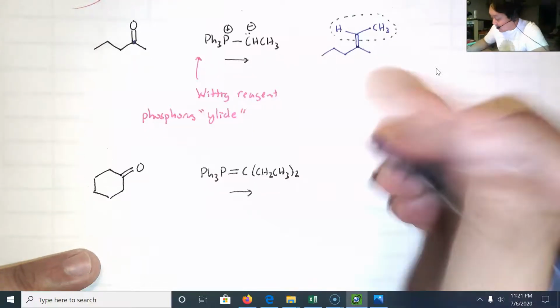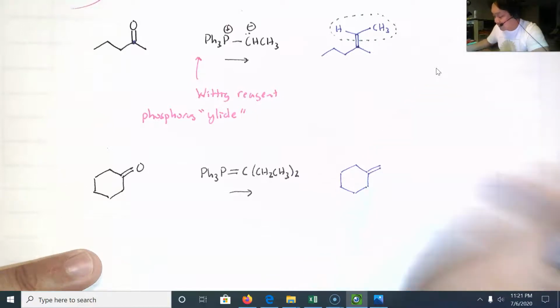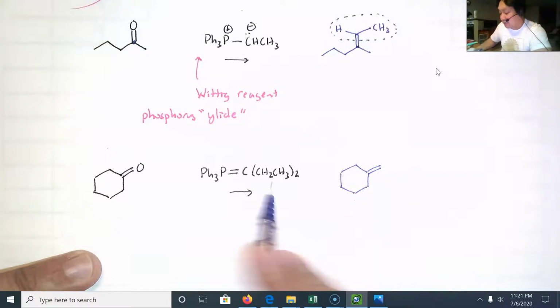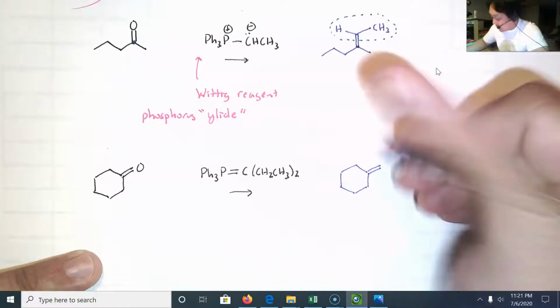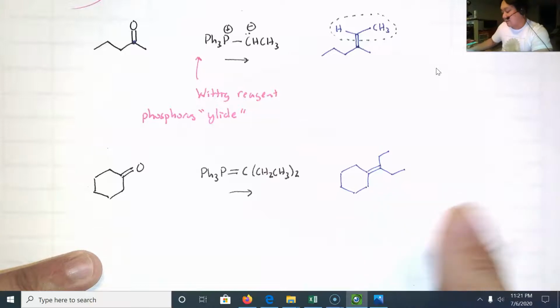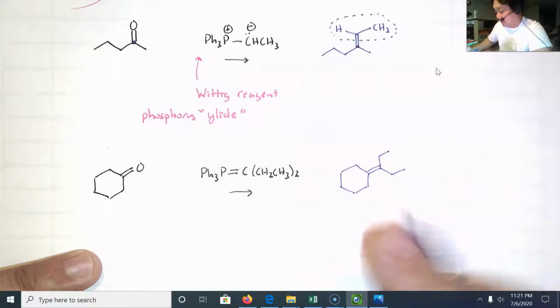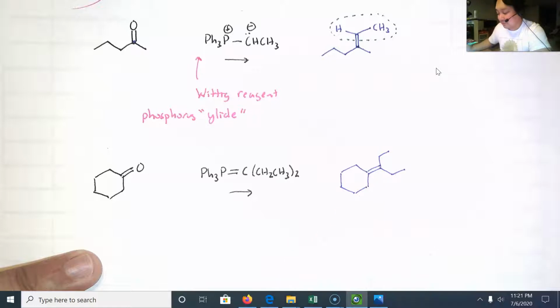What I'm going to do is draw the ketone part, but don't draw the oxygen. And now this carbon is this carbon, and I have two ethyl groups, CH2CH3, two of them. And maybe the best way is to draw them like this. It doesn't matter. There's no cis and trans for this molecule because this carbon has two of the same groups, and also this carbon has two of the same groups. So that is your product.